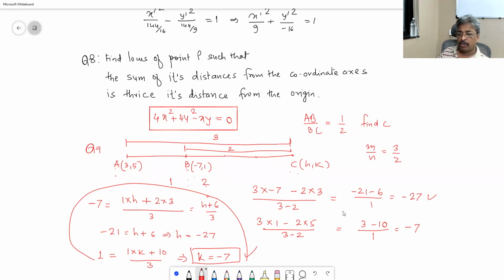But if at all you are doing using external division, you need to know what m and n values you are taking. Do you understand what that is? Otherwise it looks very easy. Section formula looks very easy, but you will never know when you have taken wrong numbers and your answer is wrong. Therefore, any one of the two methods you should master and get the required point accurate.